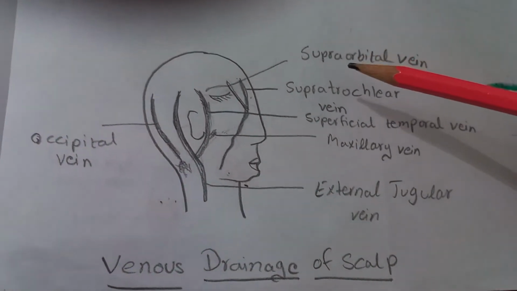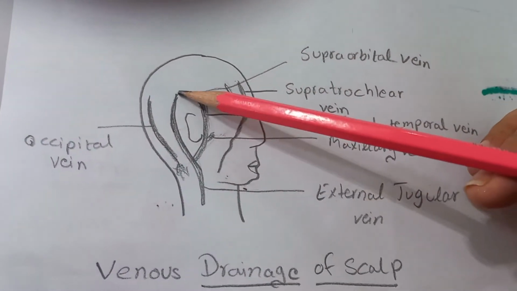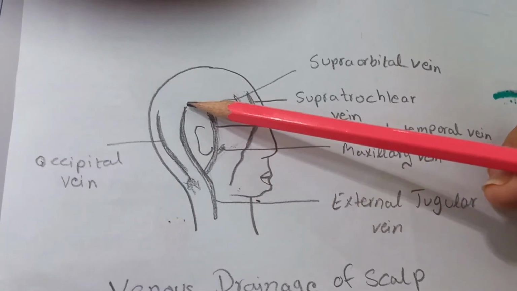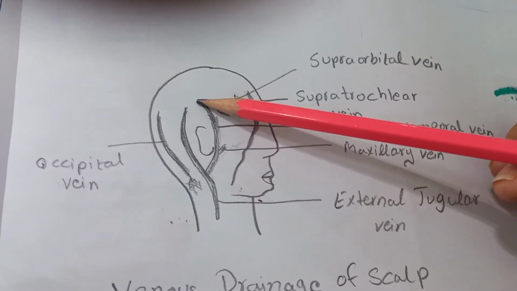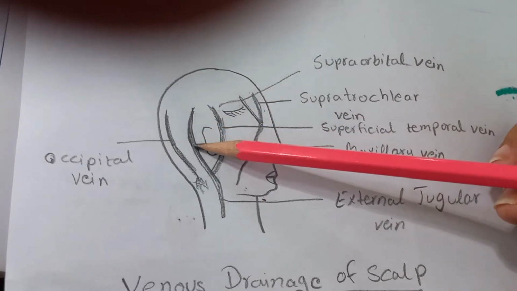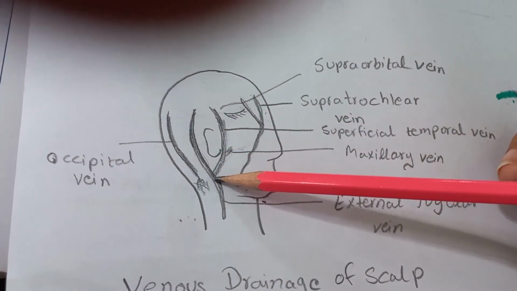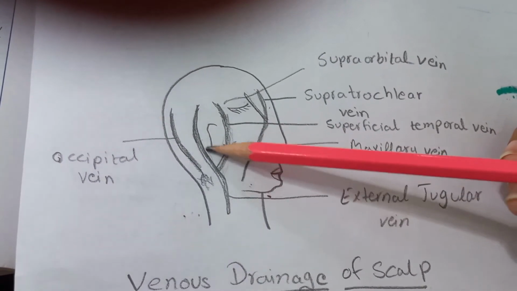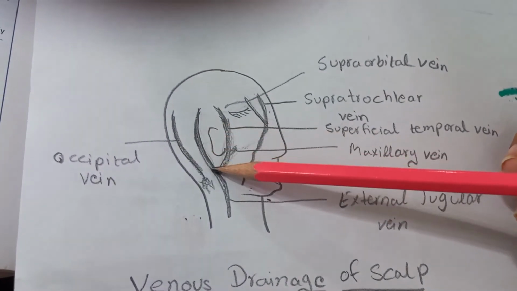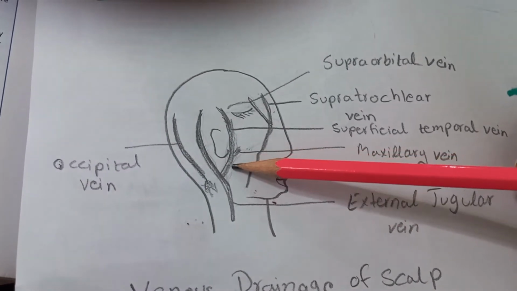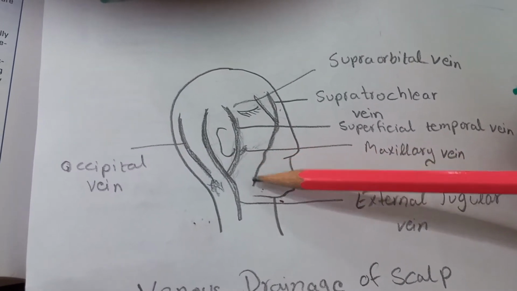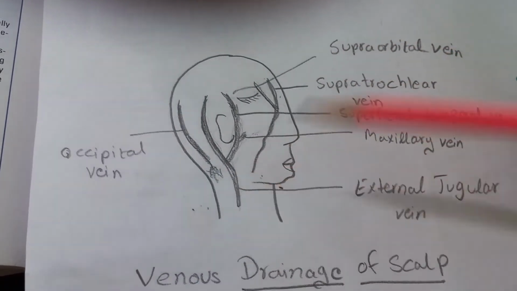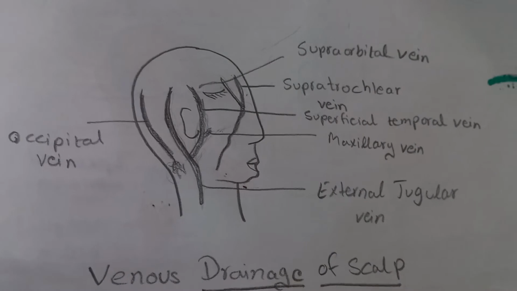Then comes the posterior auricular vein. I haven't labeled the posterior auricular vein. This is the posterior auricular vein. As you can see in this diagram, the posterior auricular vein unites with the posterior division of the retromandibular vein just below the parotid gland, and they form the external jugular vein. This is the external jugular vein.